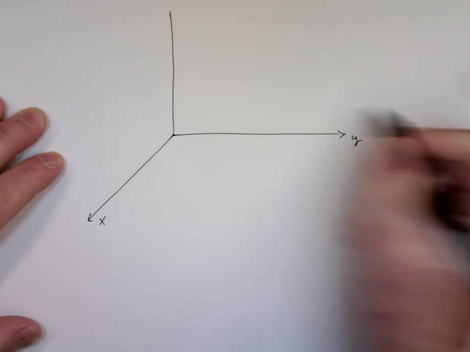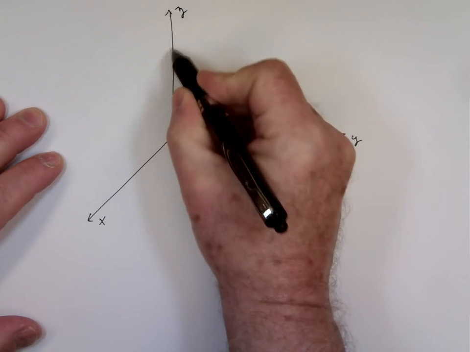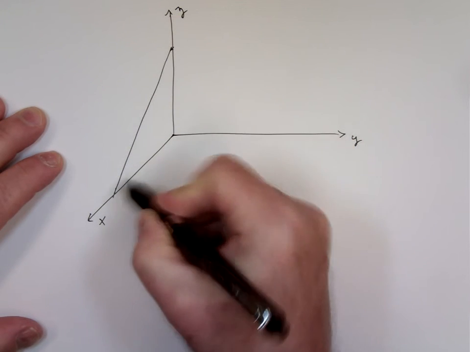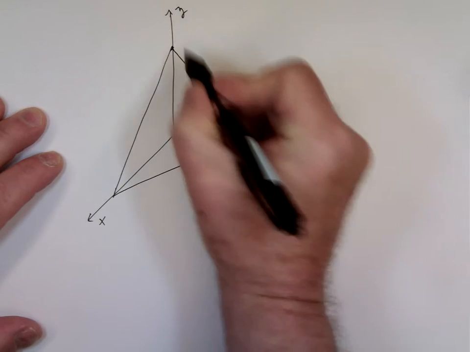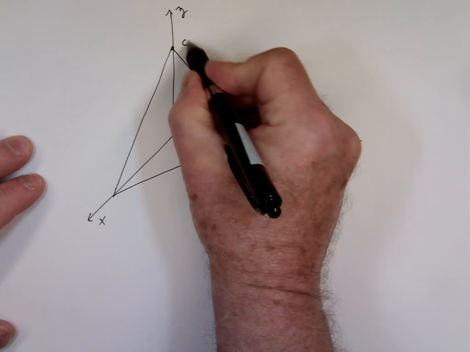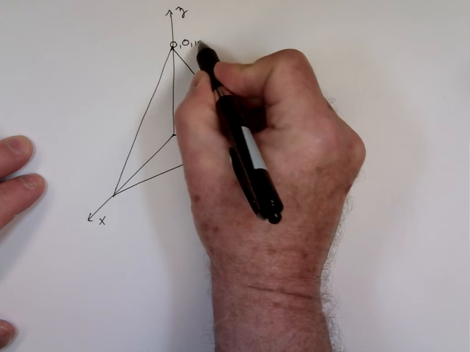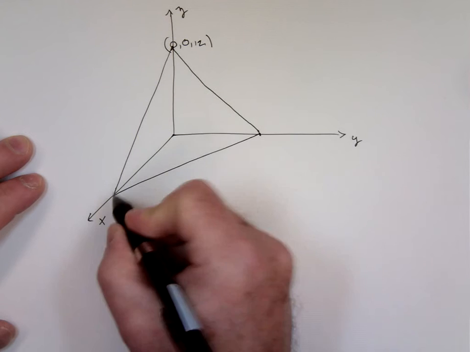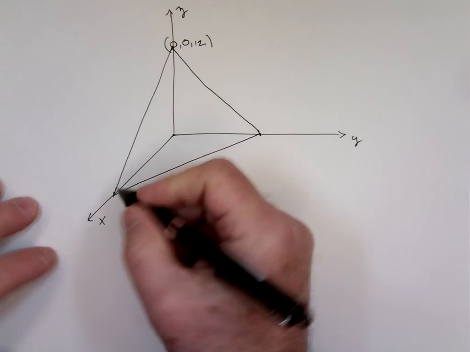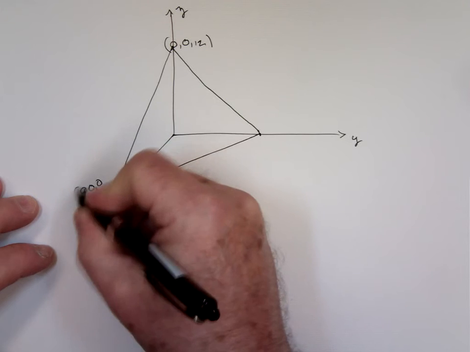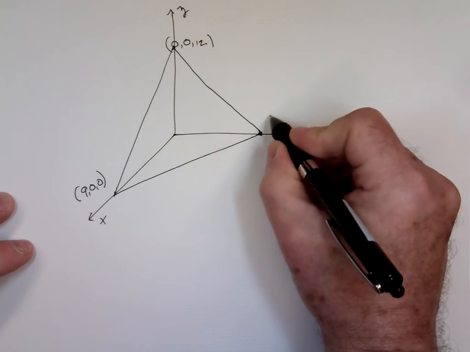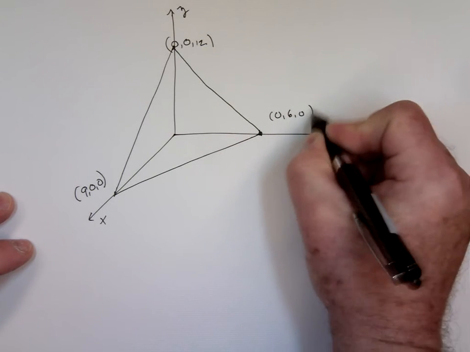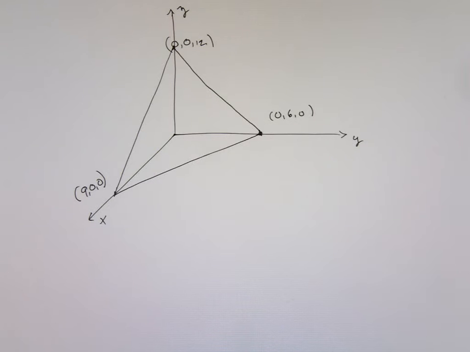Here we go. Let's suppose that our space is 12 feet high. And let's suppose along the x-axis we have 9 feet. And let's suppose along the y-axis we have 6 feet. That's our tetrahedron right there. And what we're going to do is put our rectangular solid in here.